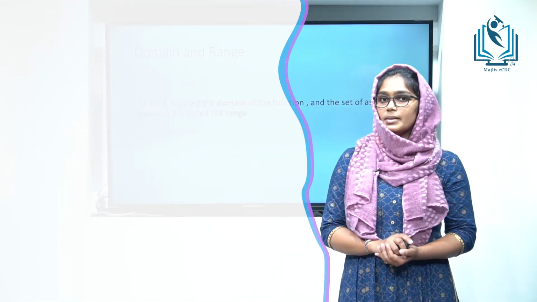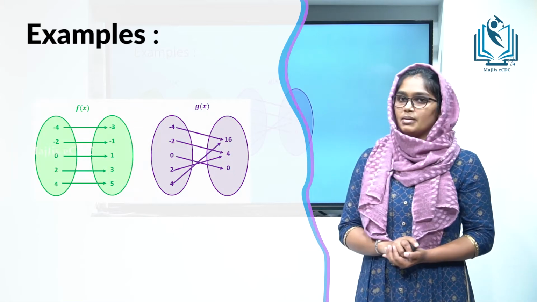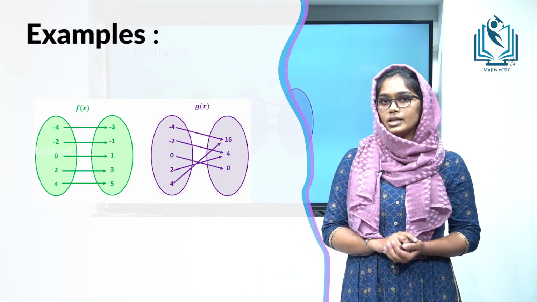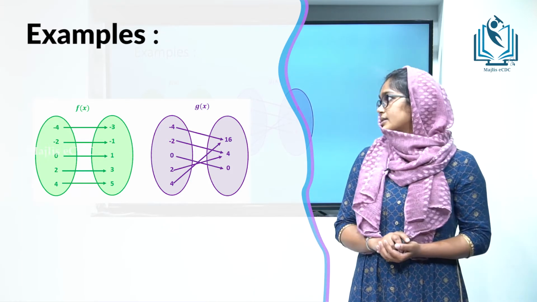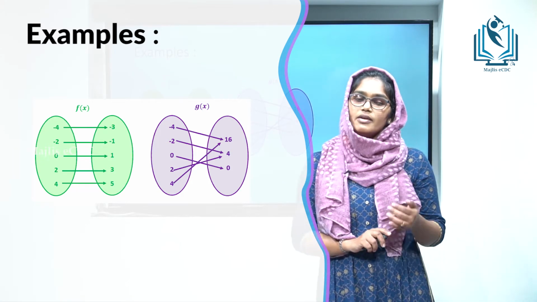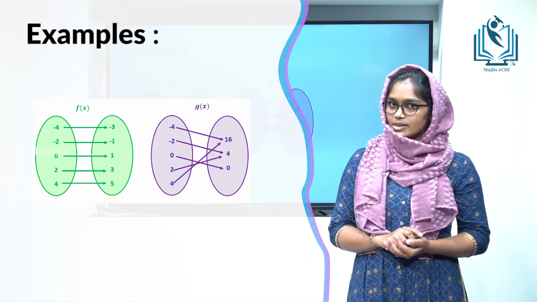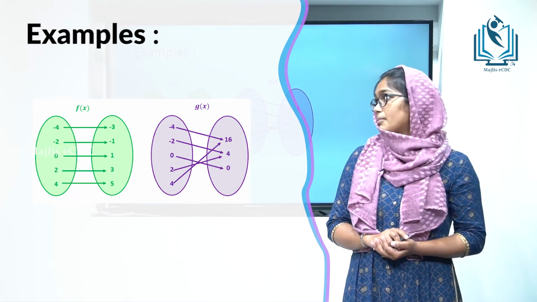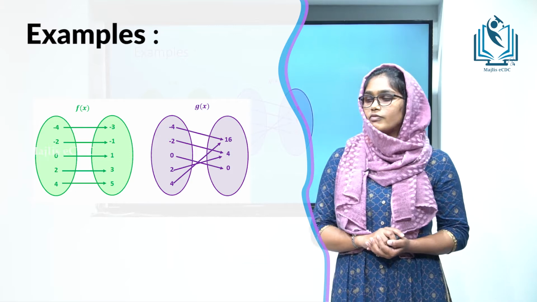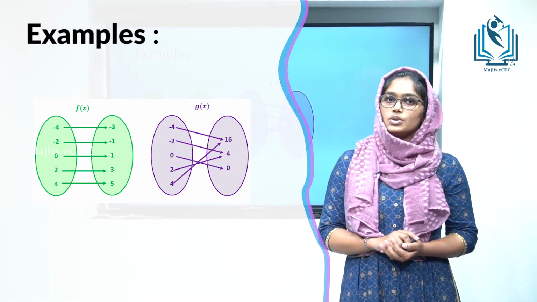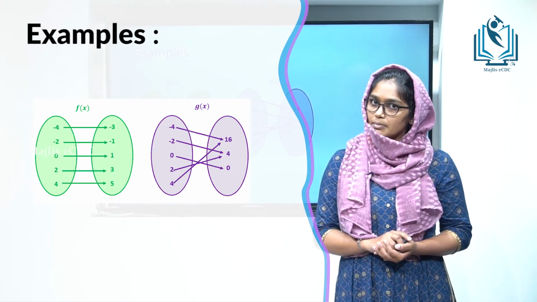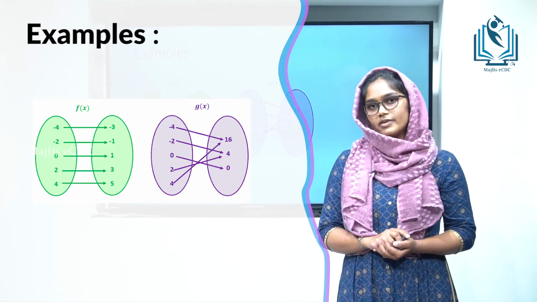Now, we can discuss some examples. Consider the first example. Here, we can take set A as -4, -2, 0, 2 and 4 and set B as -3, -1, 1, 3 and 5. Now f of x is a function from set A to set B where f of x maps -4 to -3, -2 to -1, 0 to 1, 2 to 3, 4 to 5. Therefore, f of x is a function since every element of A has an image and a unique image.